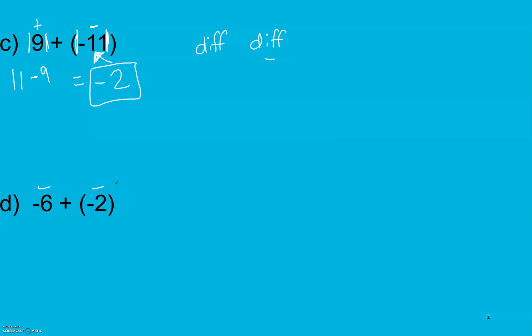And in D, I have a negative and a negative, so I have the same signs. I find the sum and add them up. So again, just our number parts, our absolute values. We add those up to get 8, and then we check. Since both of our signs are negative, or we can check that bigger number and see that it's negative, we know our final answer is going to be negative.